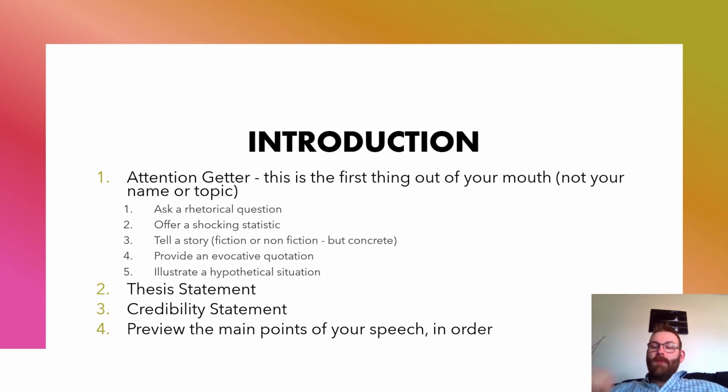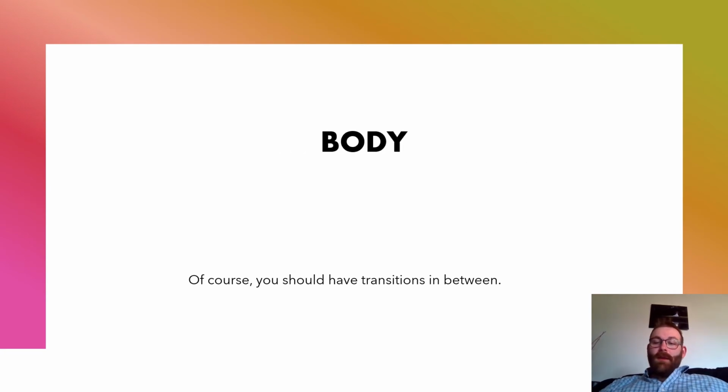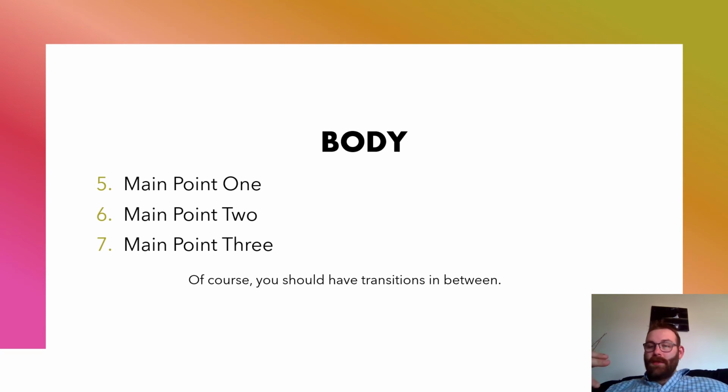You lay out those main points in the order in which they're going to appear in the body of the speech so that your audience is gauged and calibrated to the direction you're heading with the speech. Then comes the body. The body of the speech, again, is those three main points that you listed off in the introduction, and they should follow the same order in which you previewed them in the introduction. And of course, you need transition statements between each main point.